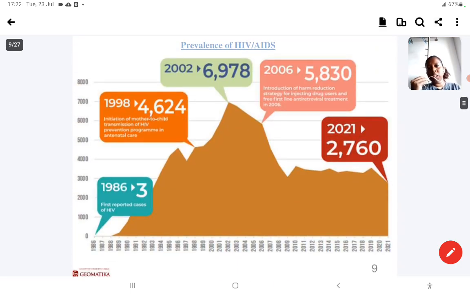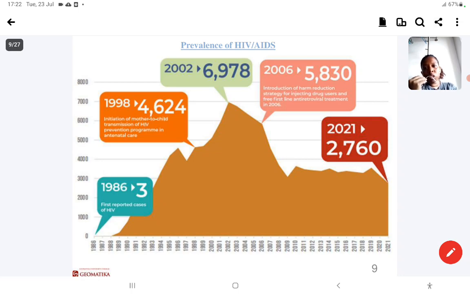So this one is the prevalence of HIV/AIDS in Malaysia. You can see that in 1983 the first reported cases of HIV were 3. In 1998 there were 4,624. This was initially the mother-to-child transmission of HIV prevention program in antenatal care.